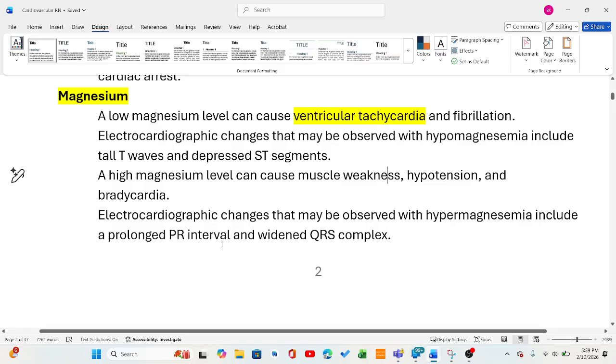Let me talk about the EKG changes again. I'm not going to expect NCLEX to hit you on this, but just in case, EKG changes may be observed with hypermagnesemia. This includes a prolonged QT interval and QRS complex. But again, what you need to know is that when magnesium levels are high, they cause muscle weakness. And then we can have a low heart rate, and when the heart rate is low, the person's blood pressure can drop as well.